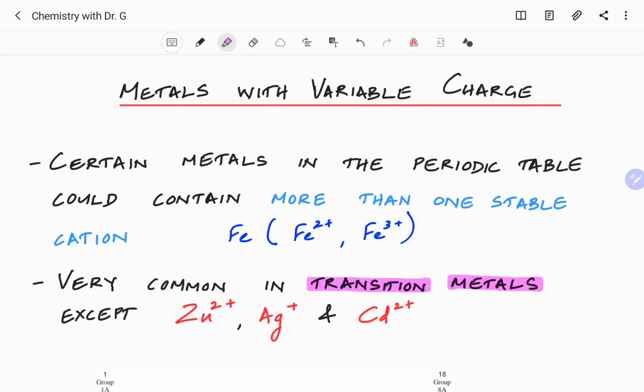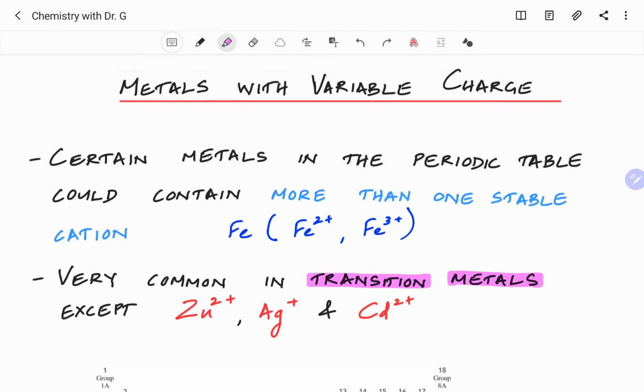Of course there are common exceptions, especially zinc only has a 2+ charge, silver only has an Ag+ ion, and cadmium only has a Cd2+ ion. Just because the metal is a transition metal doesn't mean that it is going to have more than one stable cation. There are exceptions, and I highly recommend that you remember these exceptions.